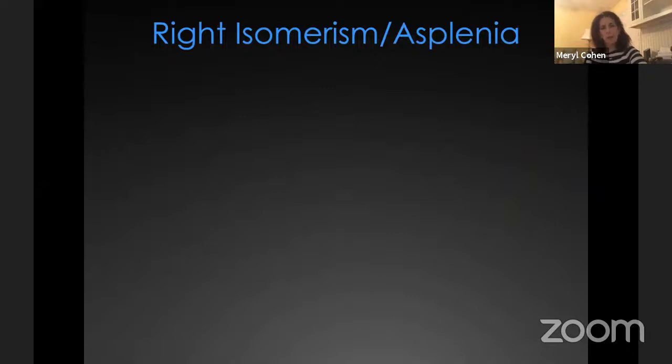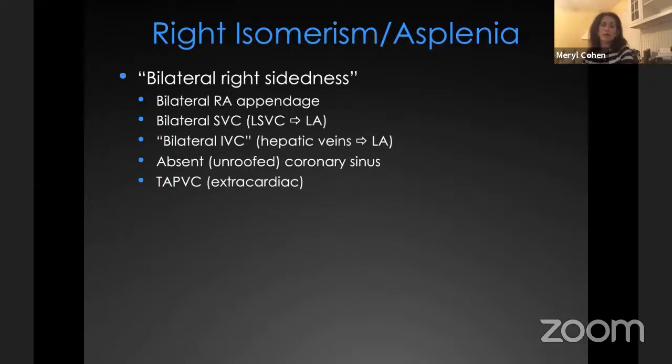Transition to right isomerism, or the Van Praagh term, is asplenia. And again, now think the opposite. So this is bilateral right-sidedness. So there are frequently bilateral right atrial appendages. Bilateral superior vena cava are common, but now the left superior vena cava will come directly to the left atrium because there's no coronary sinus.